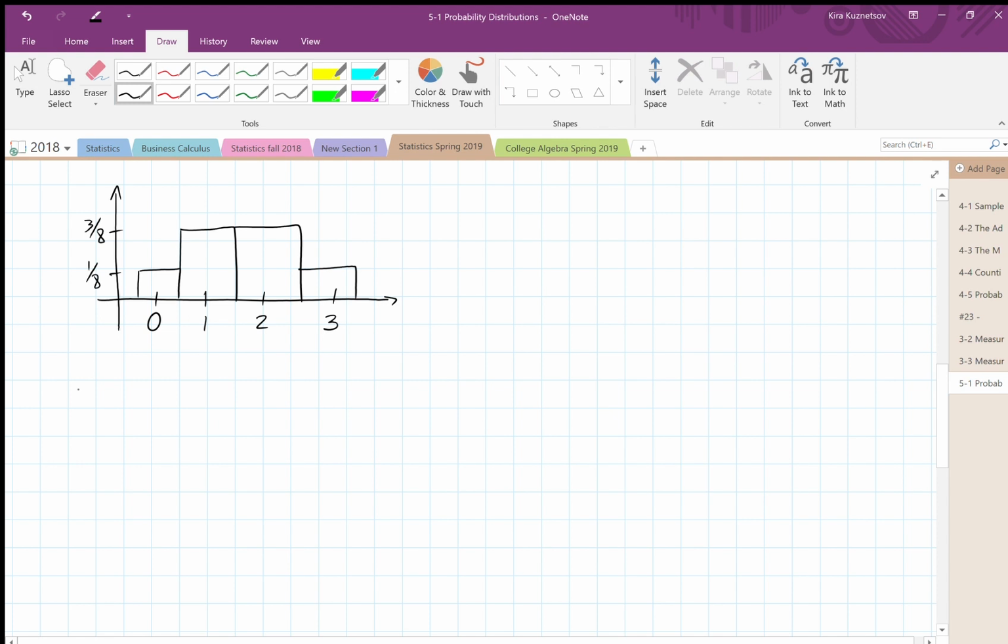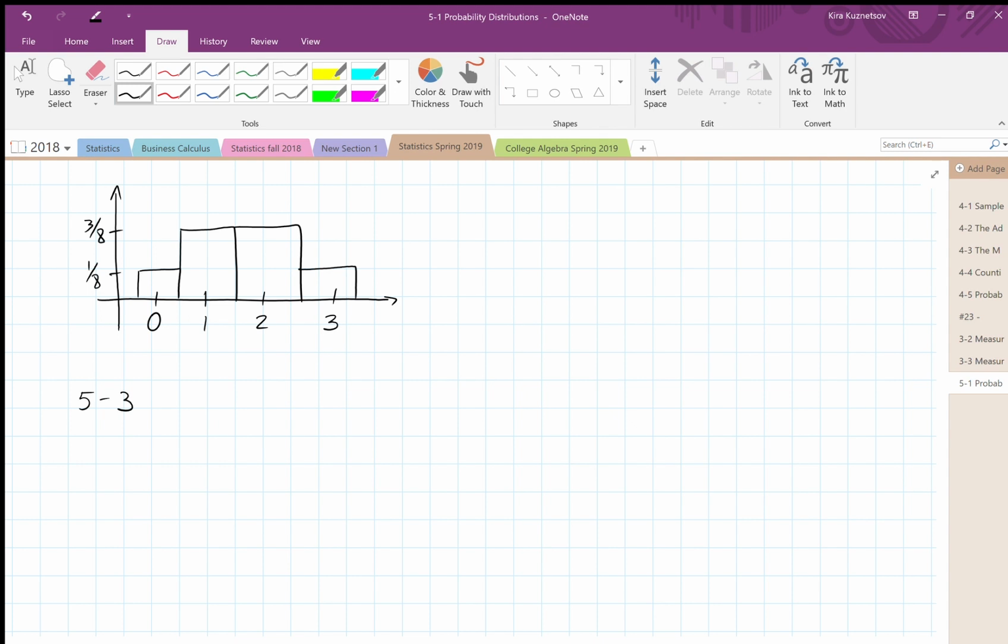My next example is 5-3. A convenience store sells AA batteries in 2 per pack, 4 per pack, 6 per pack, and 8 per pack. The store sells 5 2-packs, 10 4-packs, 8 6-packs, and 2 8-packs over the weekend. Construct a probability distribution and draw a graph for the variable.